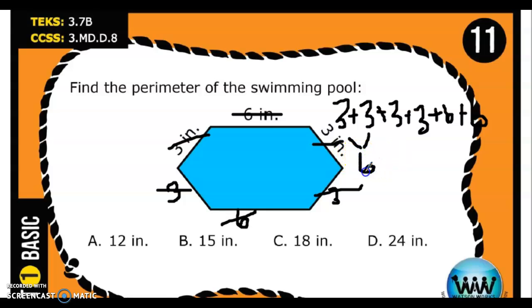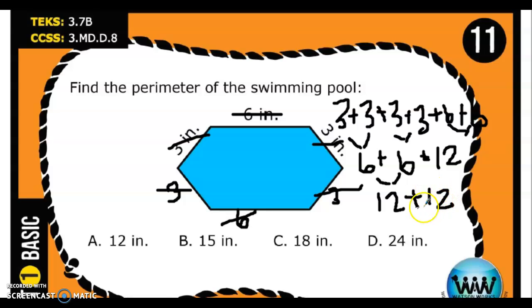Good, 3 plus 3 is 6. And if I know that 3 plus 3 is 6, that means that this is also 6. Good. 6 plus 6 is 12. Awesome. Okay, so I know that 6 plus 6 is 12, so I'm going to do 12 here, plus 12. Okay, 12 plus 12 is 24 inches. Awesome job.